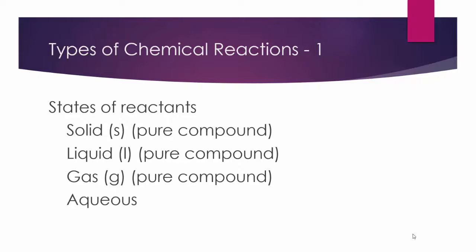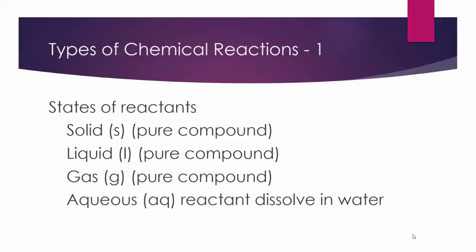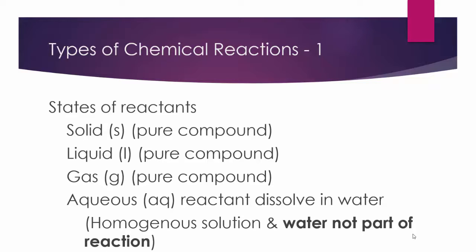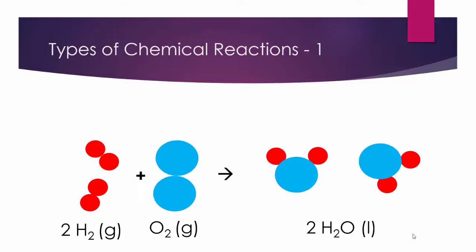And the fourth state is aqueous, AQ. Here the reactant is dissolved in water. For example, table salt or sodium chloride dissolved in water. We would say that is an aqueous solution. It is a homogeneous mixture, and in the reaction, the water will not be part of the reaction. So, for example, in our first reaction, it is better to write it as two hydrogen gases plus oxygen gas produces two water liquid molecules.